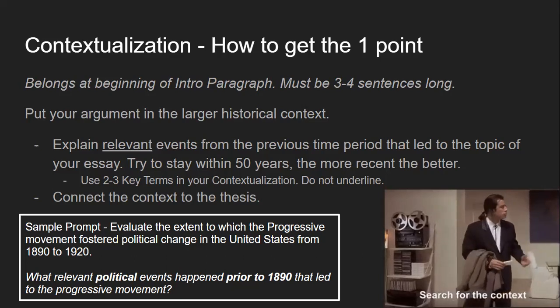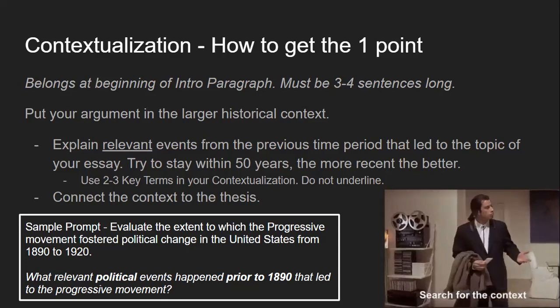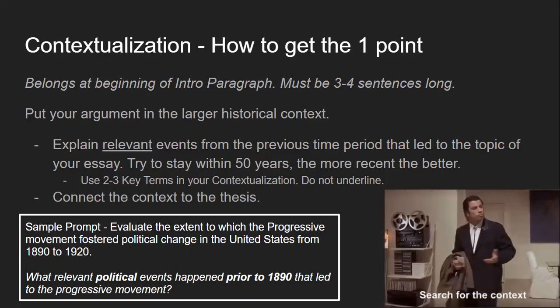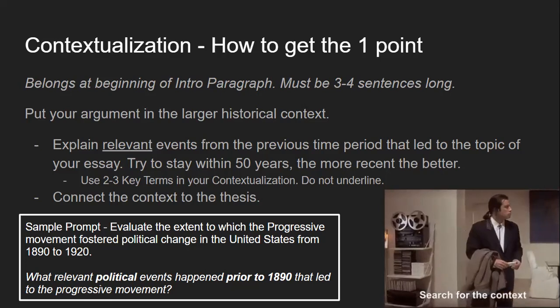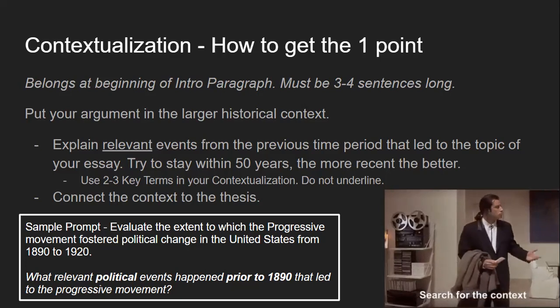So what is contextualization? Contextualization puts your argument into a larger historical context, therefore contextualization. It explains relevant events from the previous time period that led to the topic of your essay. So the idea is that you shouldn't jump directly into the topic. You should ease into it a little bit. The analogy I sometimes use is that it's like at the beginning of a movie or a TV show where it'll be a bird's eye view of a town and the camera will slowly zoom in on a specific neighborhood and on a specific house and on the backyard and then zoom into a kid playing with a toy.